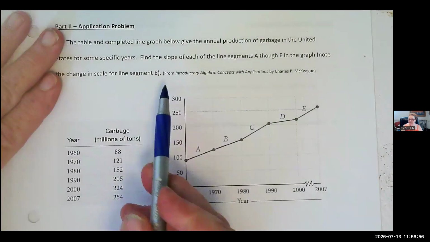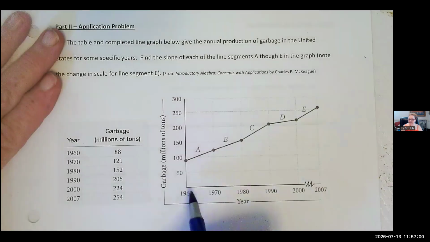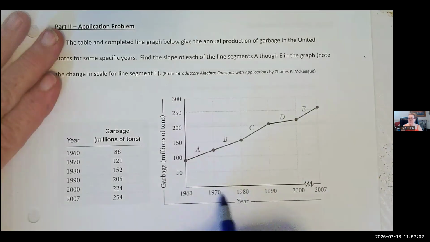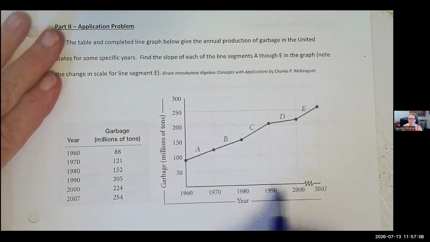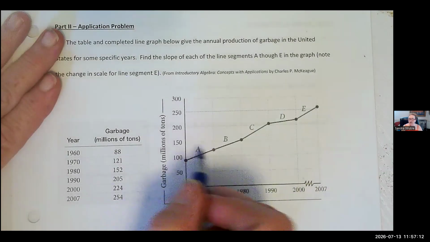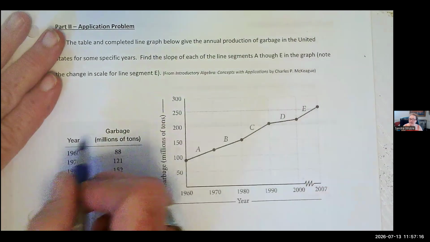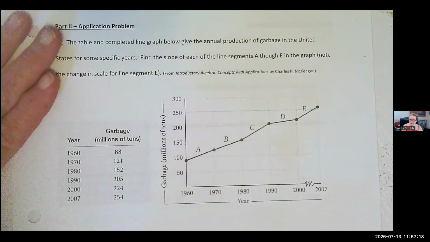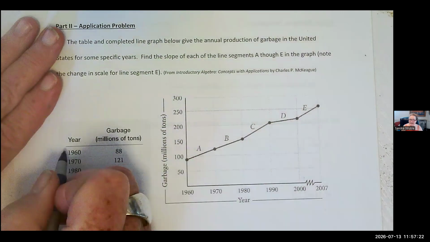Instead of going from 60 to 70, 70 to 80, 80 to 90, 90 to 2000, we only have a 7-year gap here instead of the 10 years. Now, trying to figure out what these points are going to be is brutal, so I'm going to come over here and use the table that they're giving us. To find line segment A, I'm going to find the slope between 1960 and 1970.